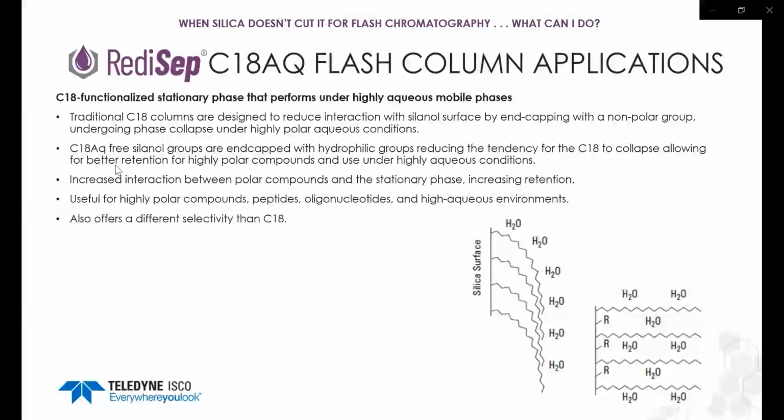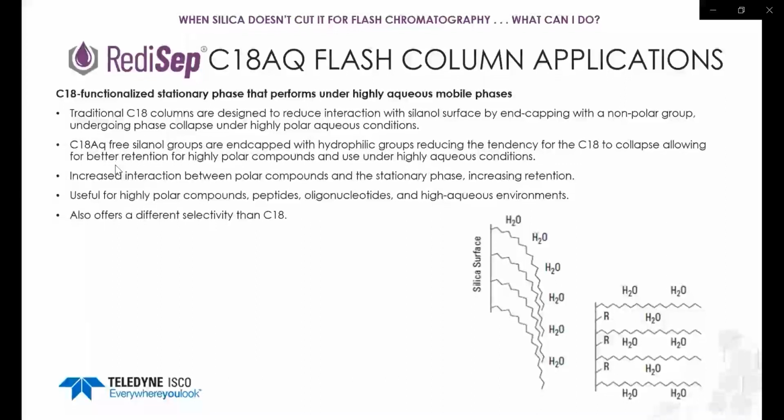And you'll look on the right here in the diagram that the C18 molecules are able to basically remain extended, and there's access to the silanol surface for interaction with our compounds of interest. So we get increased interaction between polar compounds and the stationary phase. This increases our retention. And this is really useful for highly polar compounds like peptides, oligos, and high aqueous purification environments. The other really nice thing about this is it offers a different selectivity than the C18. So sometimes you will have a purification on C18 and we just don't see a selectivity difference. Changing to C18AQ can offer a selectivity change for you to take advantage of.